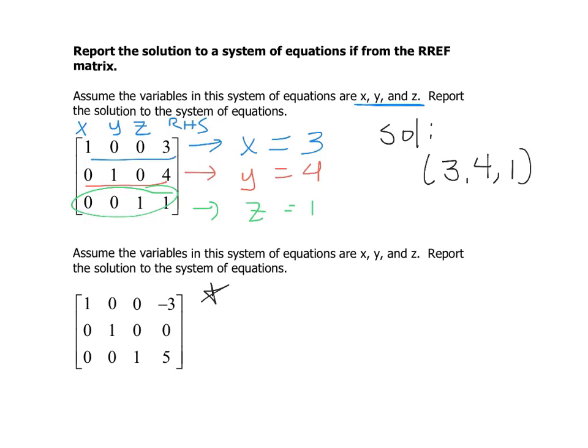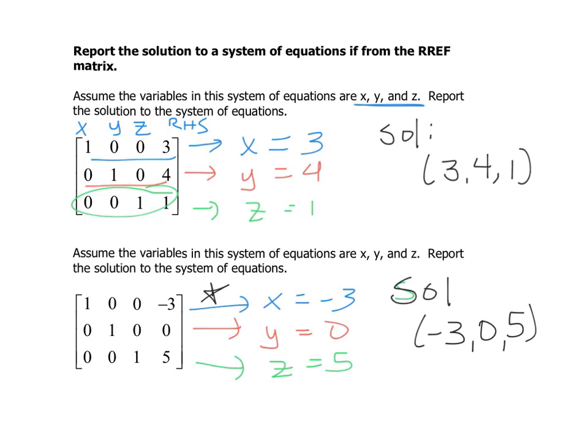So you try this next one. Did you get -3, 0, 5? Good.